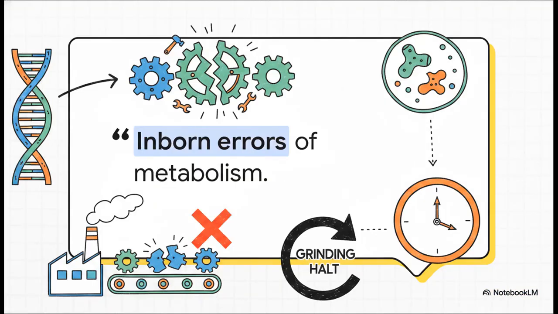So what exactly happens when there's a typo in that master blueprint and the cellular machinery totally malfunctions? Well, even a single wrong letter can just cascade disastrously through the entire factory. Way back in 1902, a British physician named Archibald Garrod was studying genetic disorders, and he actually coined the phrase, inborn errors of metabolism. He was literally the very first person to suggest that an inherited faulty gene leads directly to an inability to make a specific functioning enzyme. Basically, if the factory produces a broken machine part, the entire metabolic pathway comes to a screeching, grinding halt.